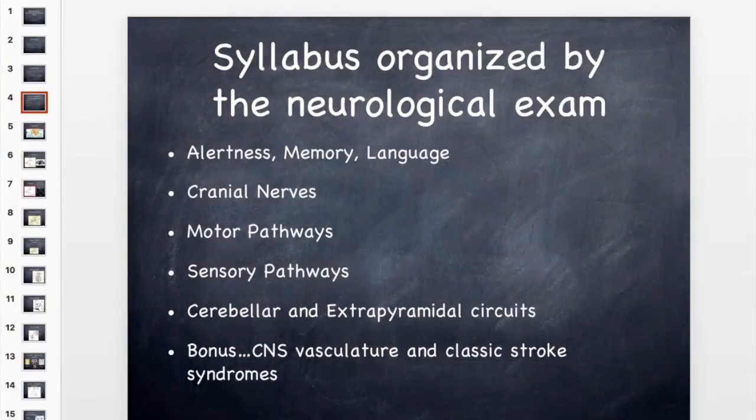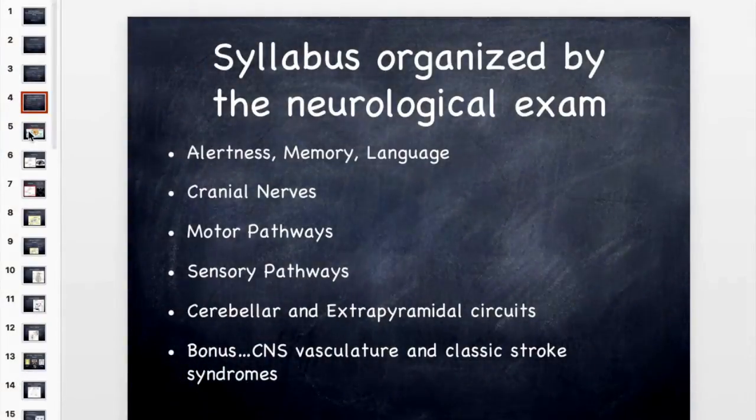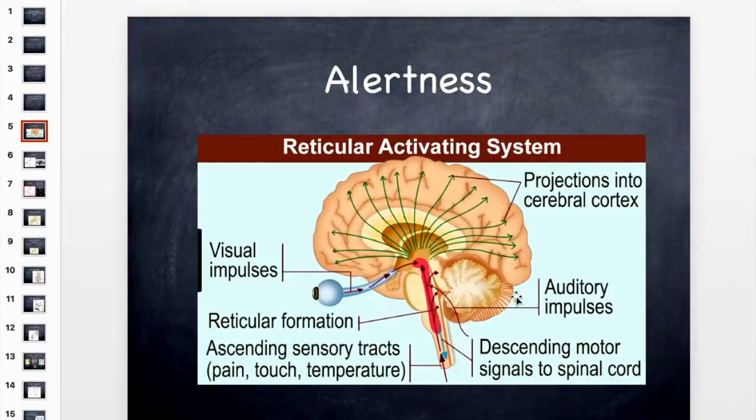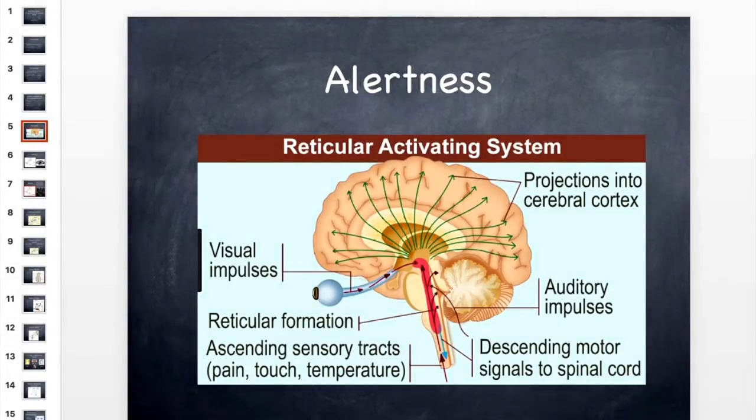So that's how we're going to take this, and we're going to start with alertness. The very first step of evaluating someone's cognitive function is whether or not they're awake, and whether or not they're awake is related, of course, to the reticular activating system.